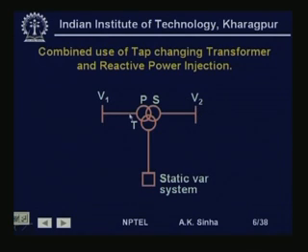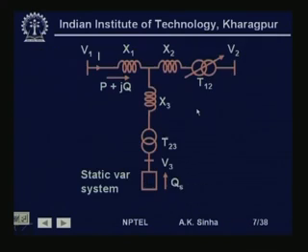We have a transmission line and maybe a 3 winding transformer which is connected near the receiving end, and to the tertiary of the transformer we connect the static VAR system or static compensation device. On the primary side we have this transmission line connected to the sending end, and on the secondary side we have the load connected, that is, the receiving end bus.